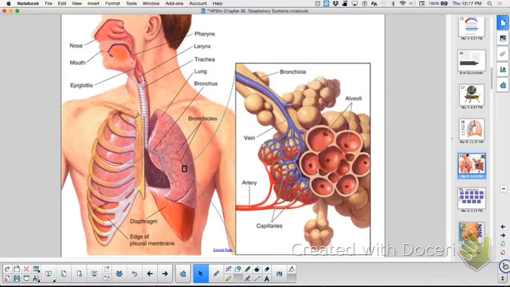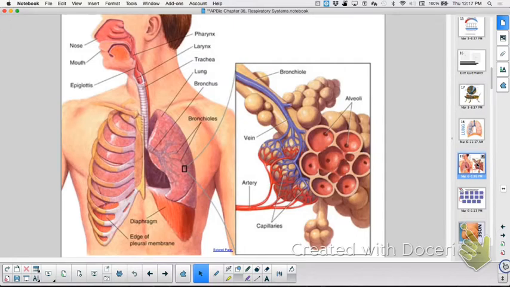Your pharynx is at the back of your throat. Your pharynx is shared by what system? Digestive, yeah. So then you run the risk of having food go down your respiratory pathway. How is that avoided? How does your respiratory pathway protect itself from food?